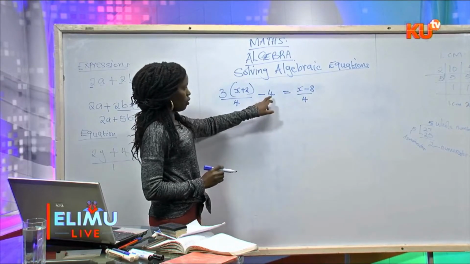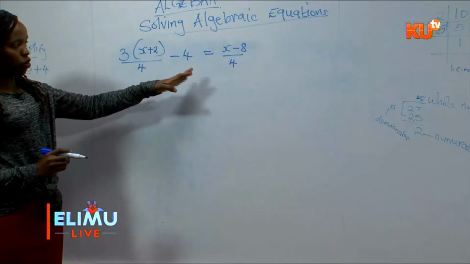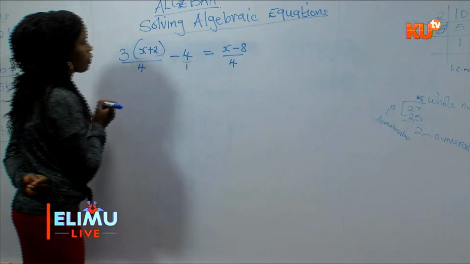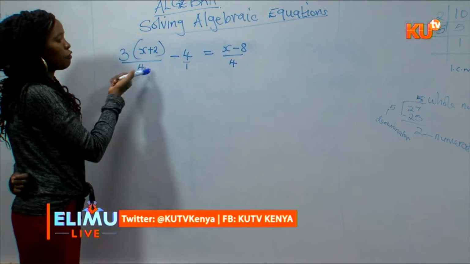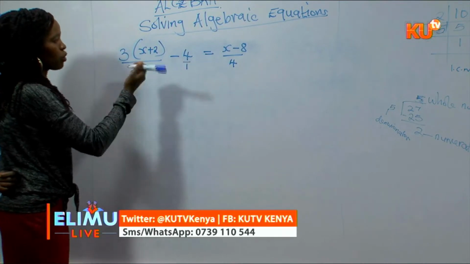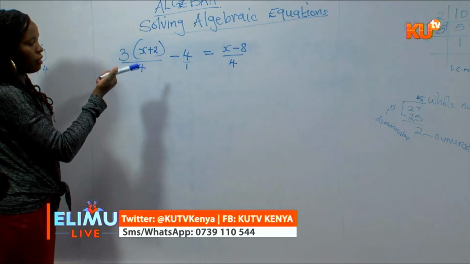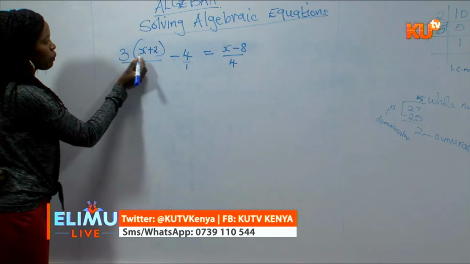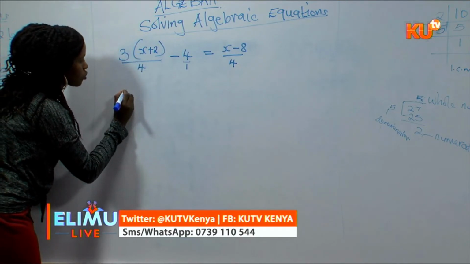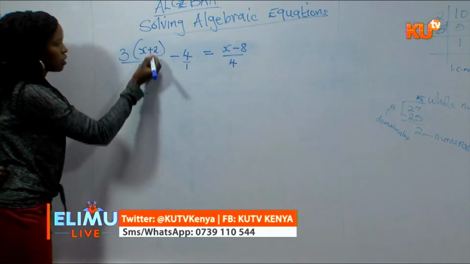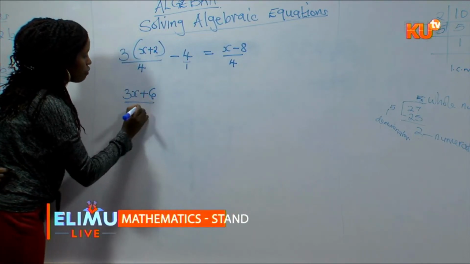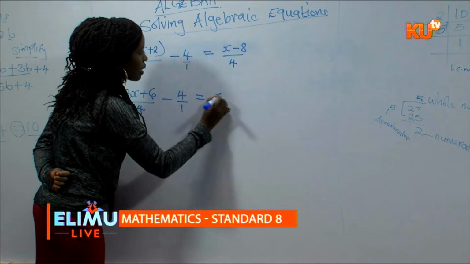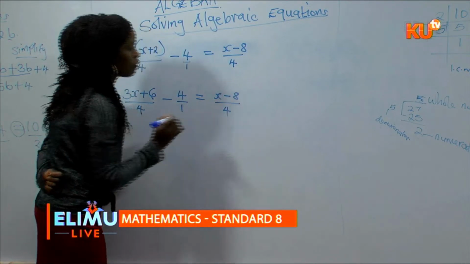So we make this whole number to be like the others. So we make it a fraction. By making it a fraction, I mean we put it over 1. Then we get the LCM of 4 and 1. I'm going to multiply all the fractions by 4. Before that, we open up here. So x times 3, we get 3x plus 2 times 3, we get 6 over 4 minus 4 over 1 is equal to x minus 8 over 4.